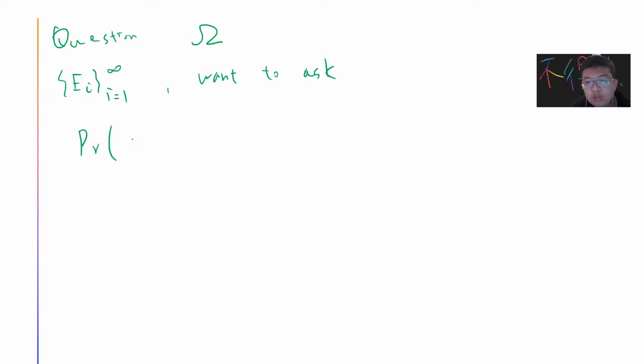So let me just write down a question. Let's say you've got some probability space, and you get some events. Somebody gives you countably infinitely many events, and you want to ask what is the probability that infinitely many of the E_i happen. So infinitely many of them happen. Definitely this will be very difficult to compute, because there are infinitely many events, so in general it will be very difficult to compute.